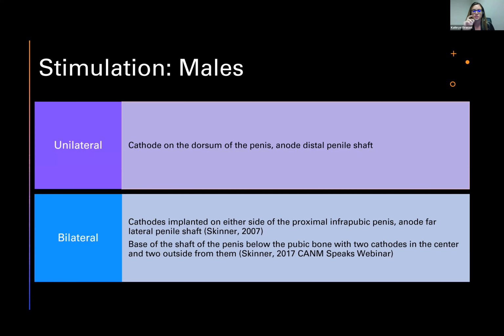And again, there are two options here for the bilateral stimulation. You can place the cathodes on either side of the proximal infrapubic penis with the anode far lateral on the penile shaft. Or, in 2017, Dr. Skinner did a really wonderful webinar where he described the use of needles placed at the shaft of the penis below the pubic bone with two cathodes in the center and two anodes outside of them. I'll show you how that setup looks in recording.